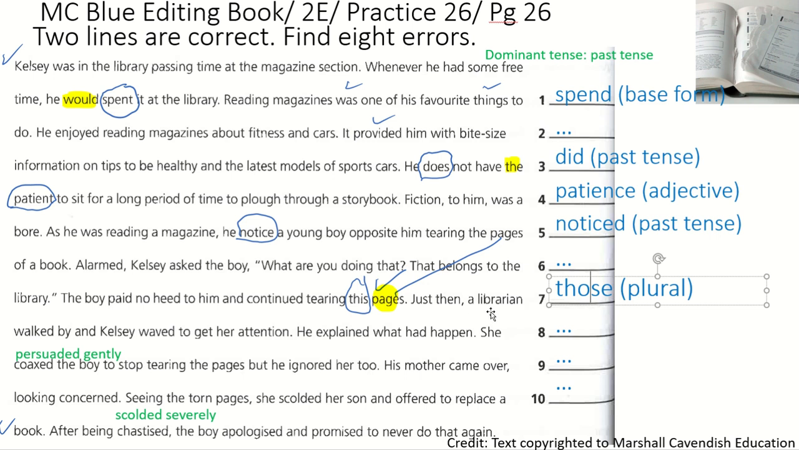Just then a librarian walked by and Kelsey waved to get her attention. He explained what had happened. So I saw that here, had. The participle form should be happened. So that should be the participle form.